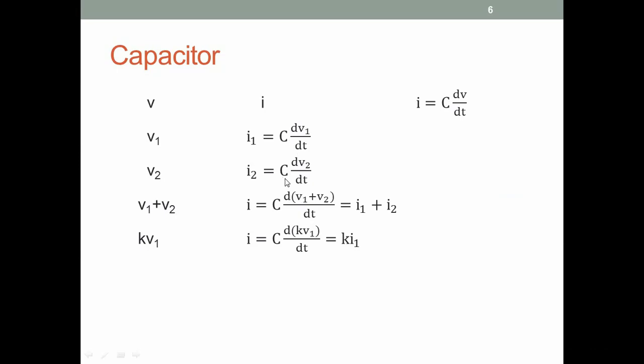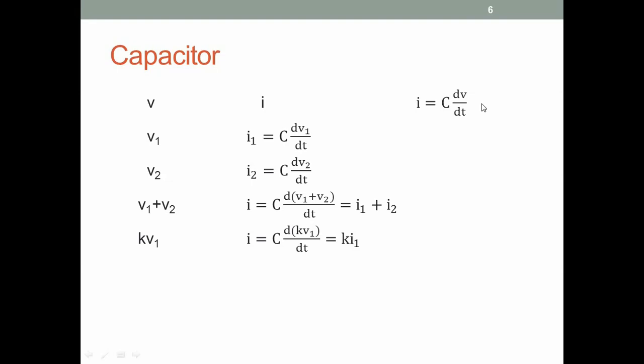It is actually. Suppose we apply a KV1. So the current is C d(KV1)/dt. Is that equal to K times I1? It is. Therefore, the capacitor is in fact a linear circuit element. Another way of arriving at the same conclusion is, I'm not sure if you've seen any differential equations before, but this is a differential equation, and this is a linear differential equation. And if the differential equation defining any circuit element is linear, then that element is linear. So the capacitor is a linear circuit element.